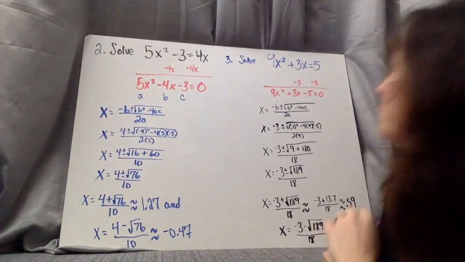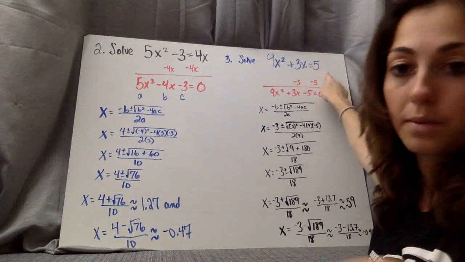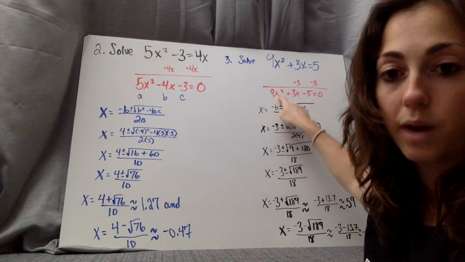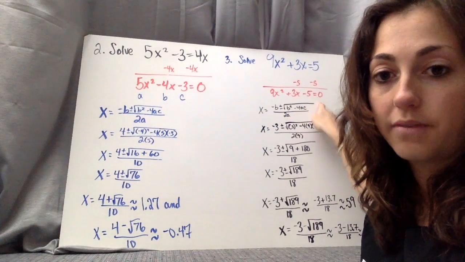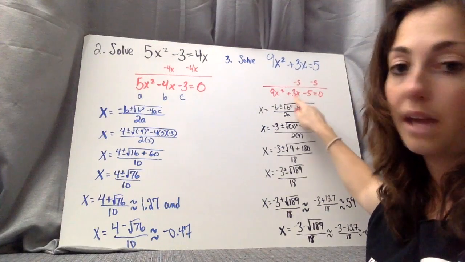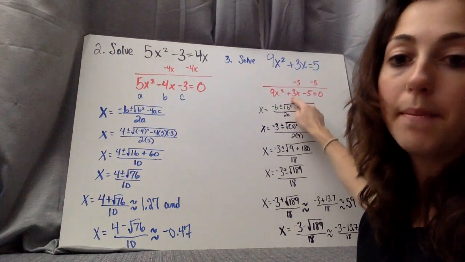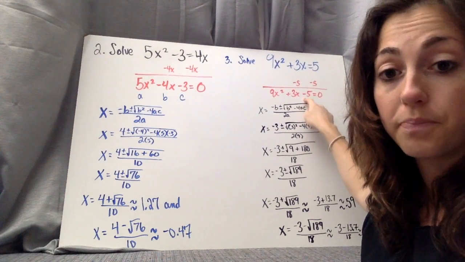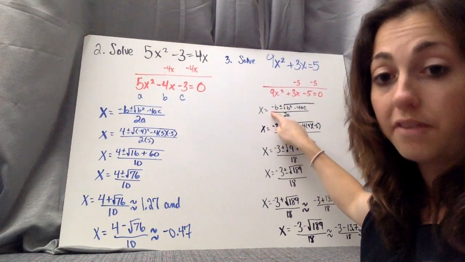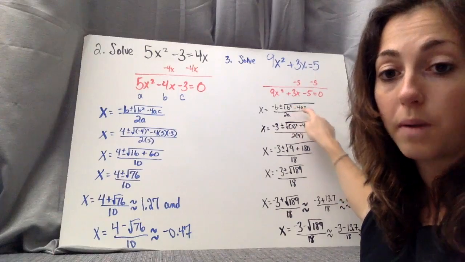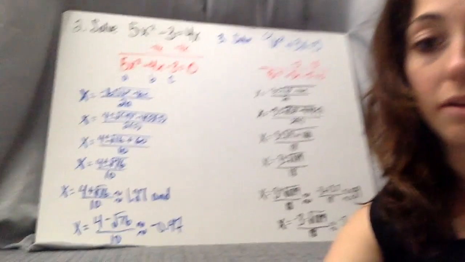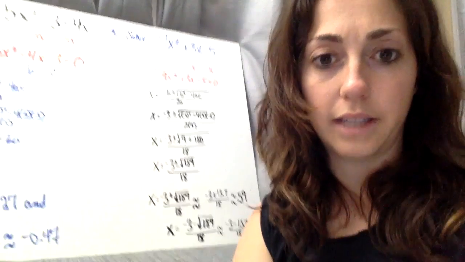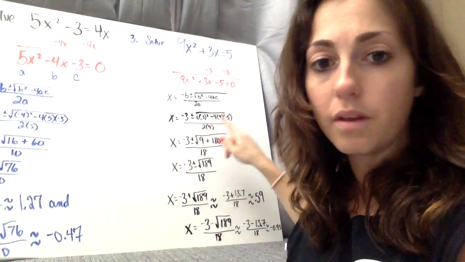And I have here, I need to get equals 0, so I subtract 5 from both sides, and I have 9x squared plus 3x minus 5 equals 0. So my A value is 9, my B value is 3, and my C value is negative 5. So the opposite of negative B plus or minus square root of B squared minus 4AC. Let's get closer on that without that glare. Okay, looking here.